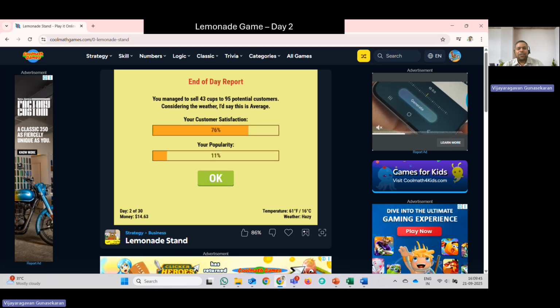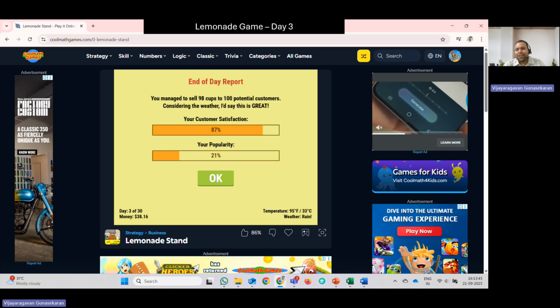So coming back to day two, it's a hazy weather. So I lowered the price to 29 cents. And I was able to satisfy 50% of the customers. The percentage of cups that has been sold is 43, considering the weather conditions in place.